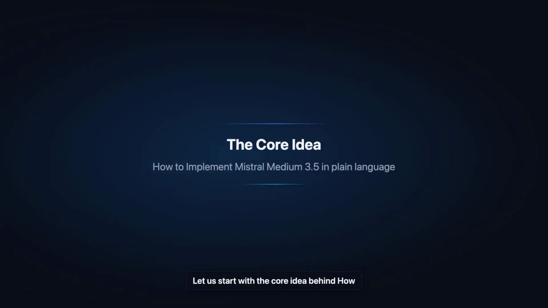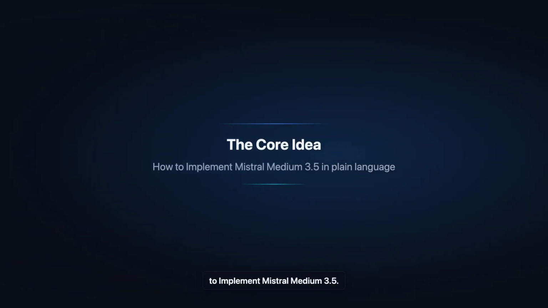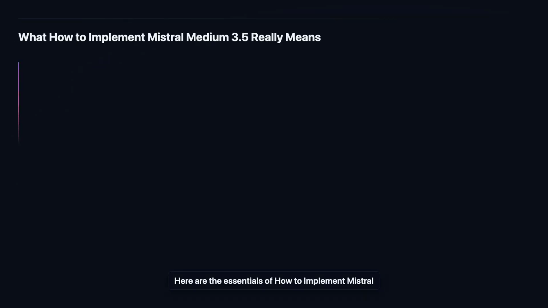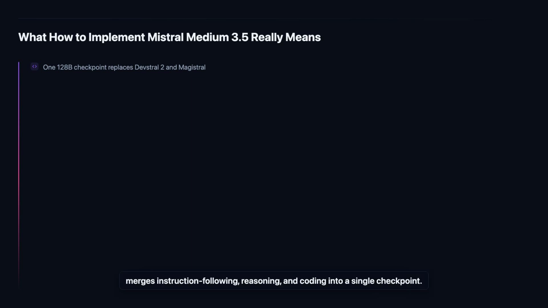Let us start with the core idea behind how to implement Mistral Medium 3.5. Here are the essentials in plain language, what it is and why it was introduced. Mistral Medium 3.5 is a dense 128 billion parameter model that merges instruction following, reasoning, and coding into a single checkpoint. It retires the separate Devstral 2 coding model and the Magistral reasoning model, so we deploy one set of weights instead of three.